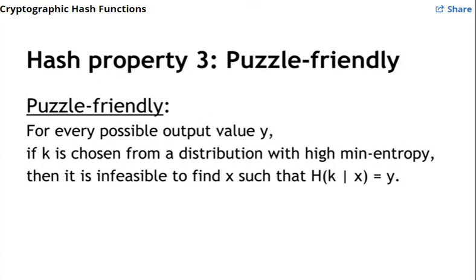So what this means is basically that if someone wants to target the hash function, if they want it to come out to some particular output value y, and part of the input is chosen in a suitably randomized way, then it's very difficult to find another value that hits exactly that target.